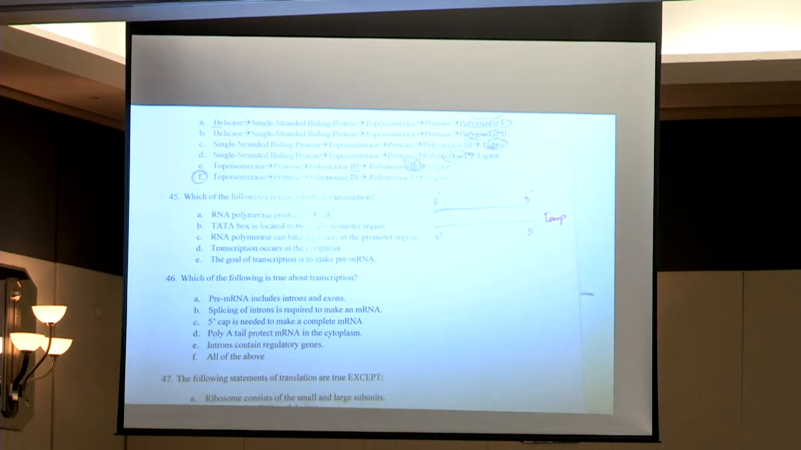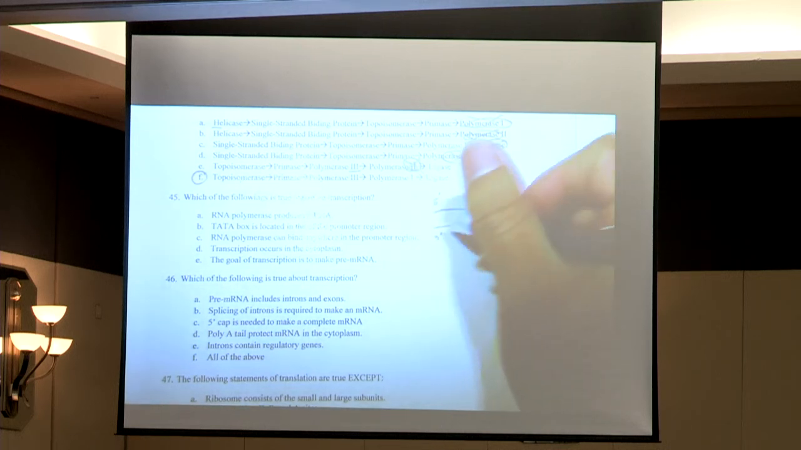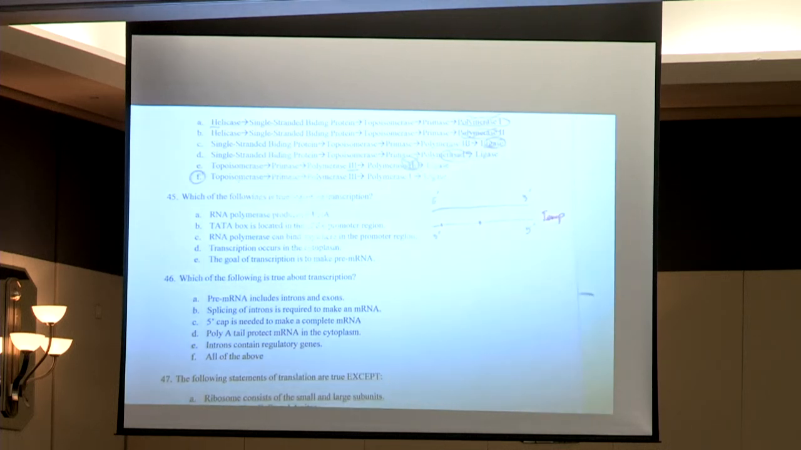Then the RNA polymerase, which is the only thing that helps us in making this mRNA, binds to the template strand. So where does it bind? It binds in this called the promoter region, right? And to be more specific, which area in the promoter region? The Tata box. It's called the Tata box because it has thymine and adenine in it. So that's where it binds and starts.